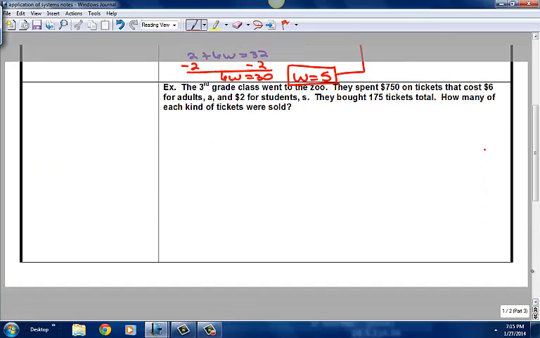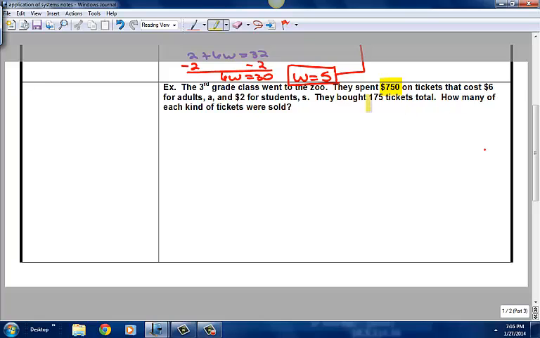Here we go, the third grade class going to the zoo. They spent money on tickets, and they tell us how much each ticket's cost. This is where you got to go back to that reminder, where lollipops plus lollipops does not give you teddy bears. It gives you more lollipops, so make sure you're paying attention to what you're putting together. In this case, right here, they spent this amount right there. That's money. That means that I've got to add money together to get a total of 750.